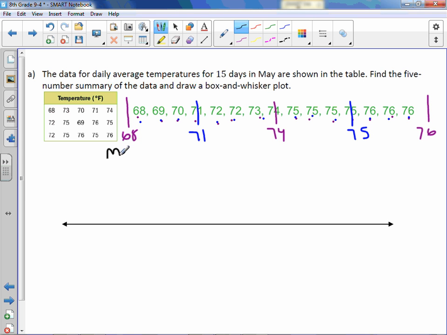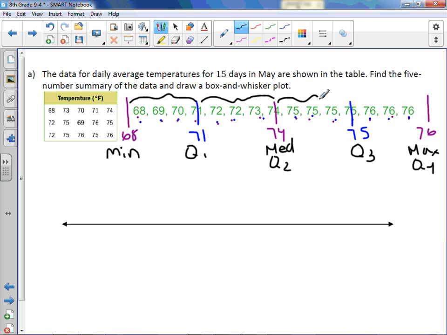So we have our minimum, our quartile 1, our median / quartile 2, our quartile 3, and our maximum / quartile 4. So since it's a split in quarters, you can say that right here is 25% of the data, another 25%, 25%, and 25%. Okay, and here's how we graph it and make a box and whisker plot.